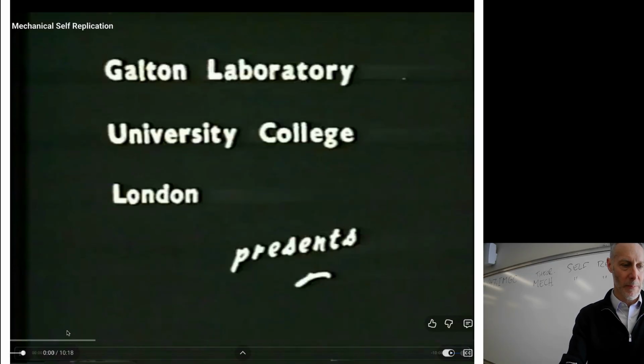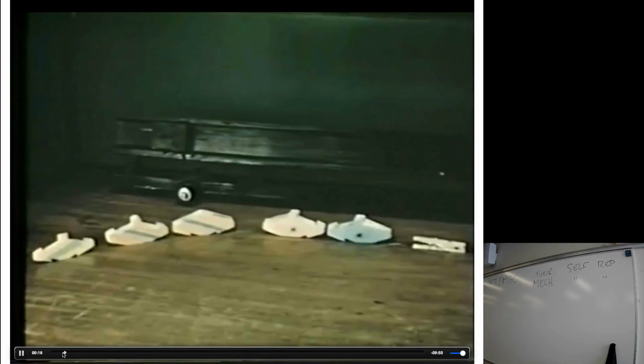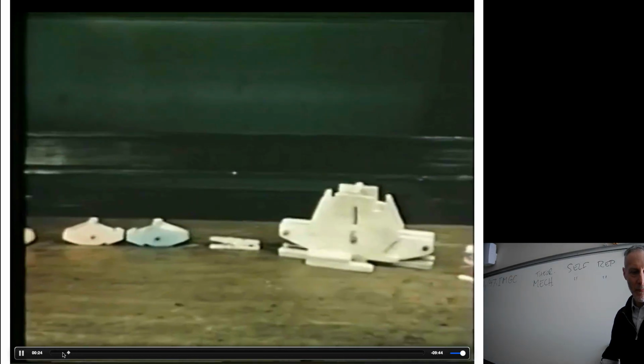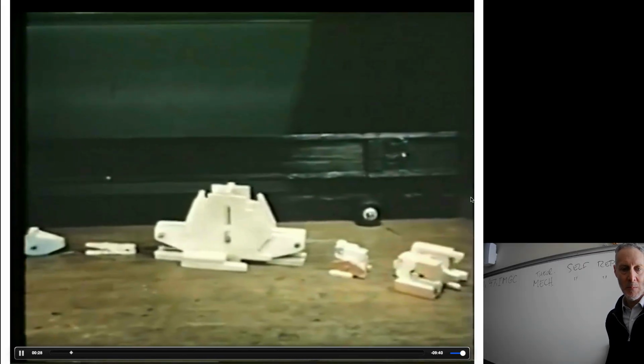In this film, the experiments shown in this film set out to solve the problem first clearly stated by the mathematician von Neumann. Can a machine be constructed which can automatically make another exactly like itself?